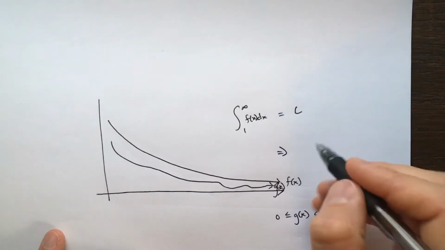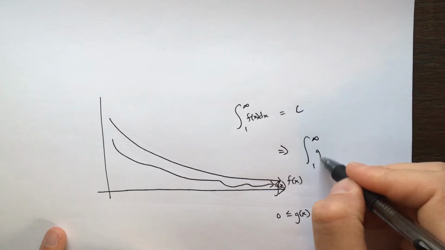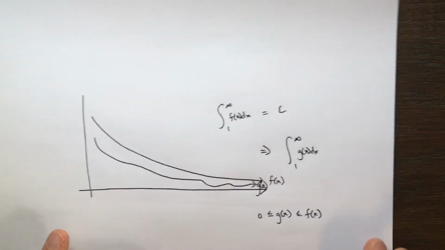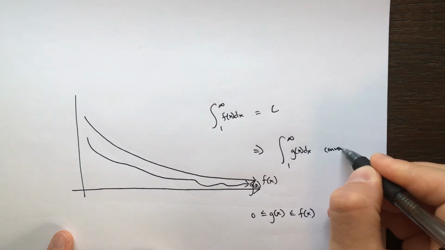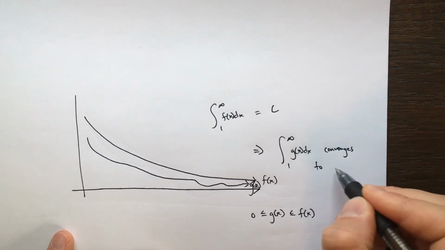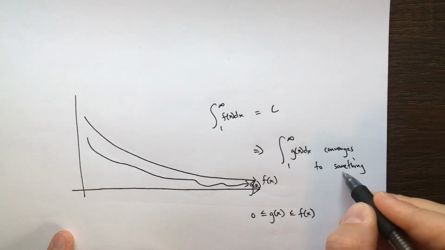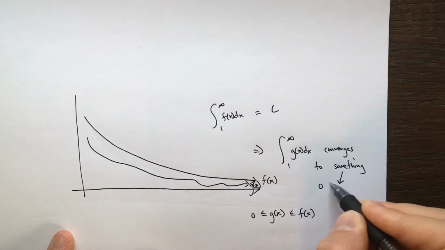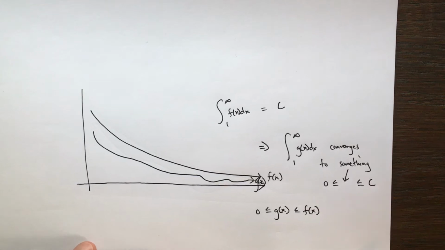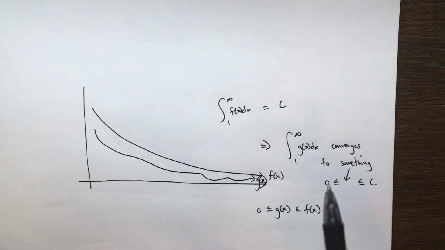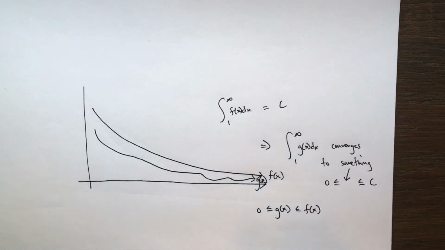Then we should be able to conclude that the integral from 1 to infinity of g of x dx also converges to something that is between 0 and c. Okay, so basically we're just saying, hey, if we've got a function that's less than another function and the area under that function converges, then the other one has to converge as well.